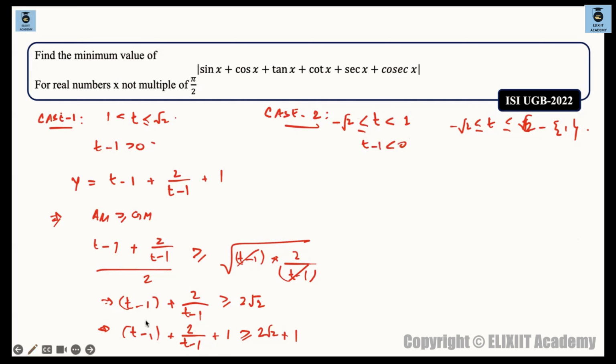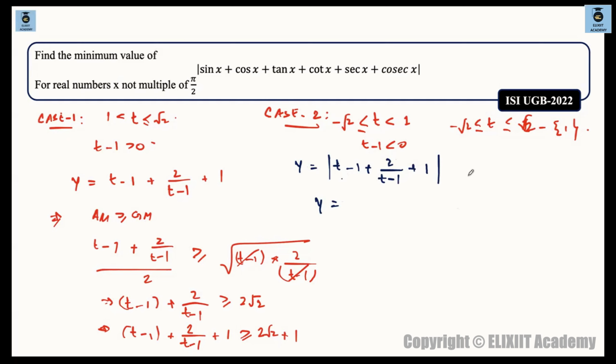So if t minus 1 is negative, what will happen to y? y was basically how much? Let me write it once: y was with the modulus, t minus 1 plus 2 upon t minus 1 plus 1. We will modify y now because t minus 1 is negative. In the previous case all of these were positive, but now t minus 1 is negative, 2 by t minus 1 is negative, and we have one positive quantity.